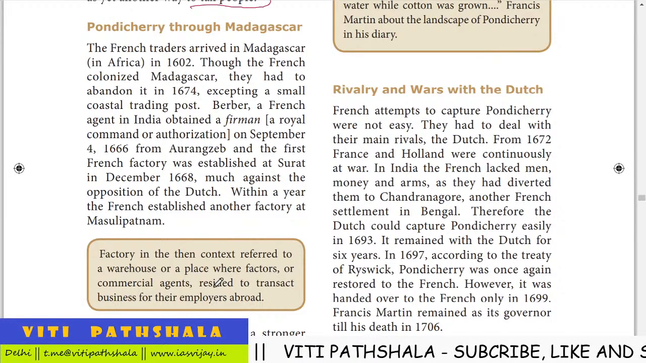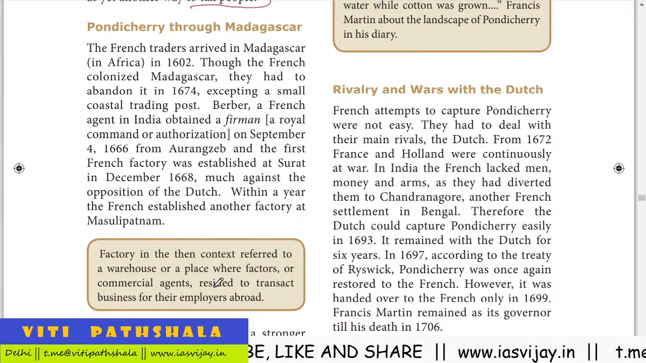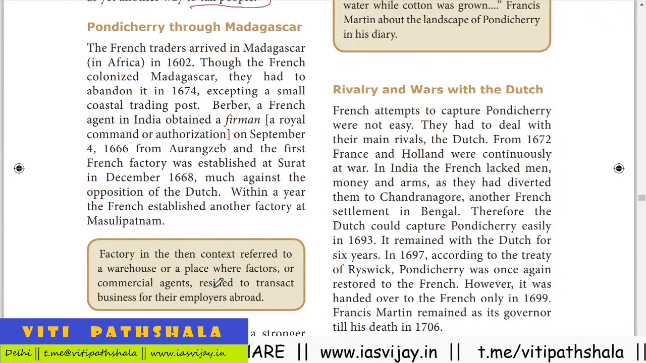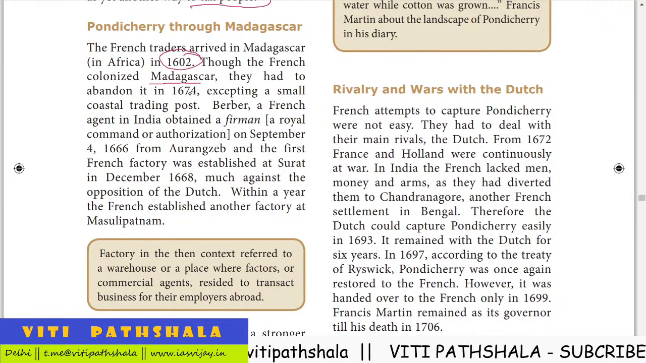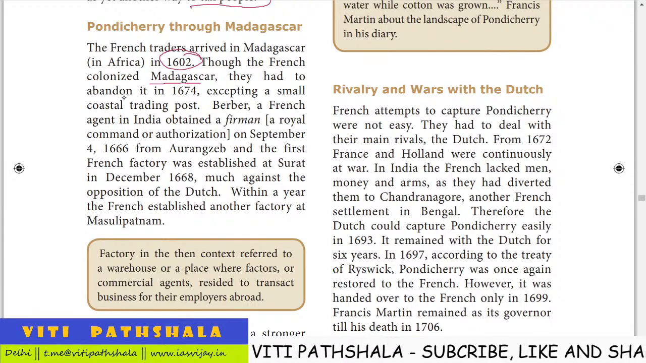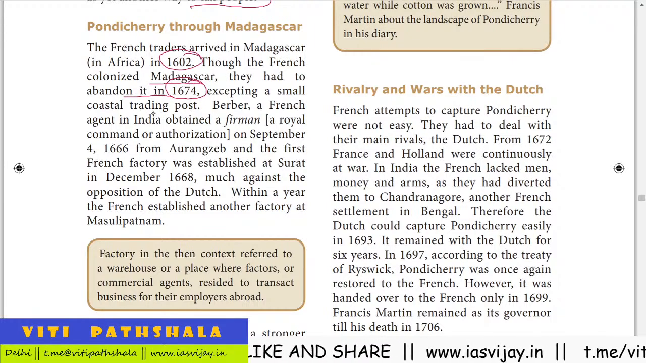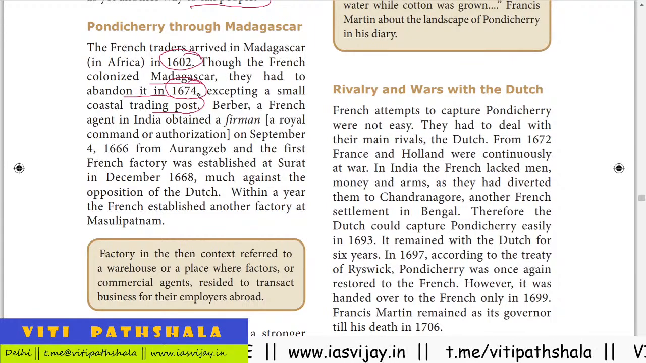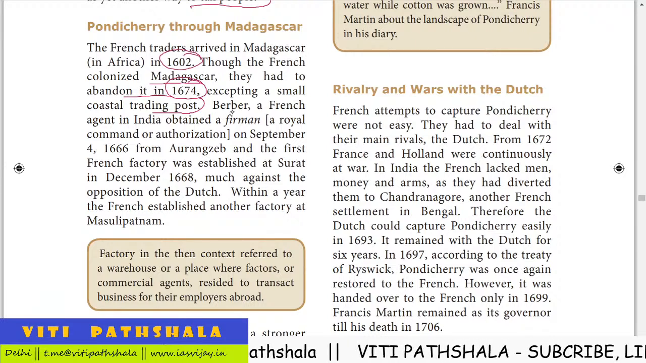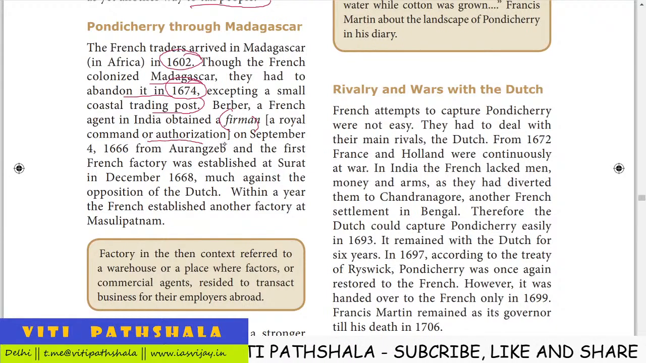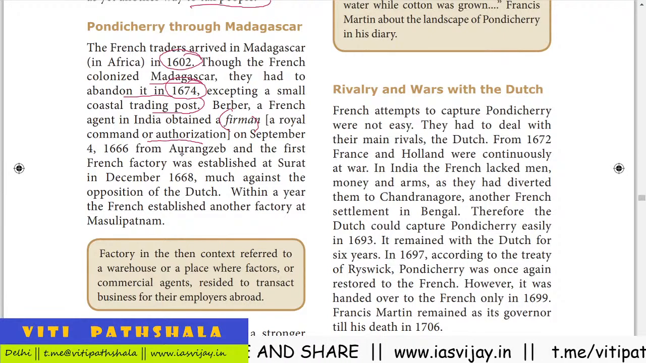The Pondicherry through the Madagascar. The French traders arrived in Madagascar in Africa in 1602. Though the French colonized Madagascar, they had to abandon it in 1674, keeping a small coastal trading post. Berber, a French agent in India, obtained a firman, a royal command or authorization, on September 4, 1666.